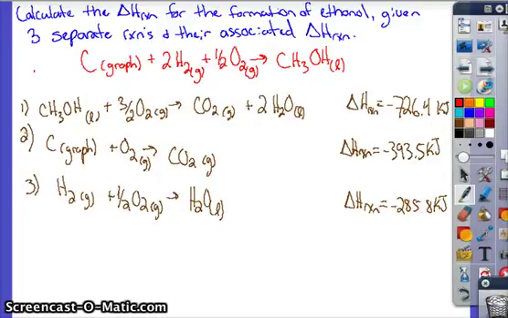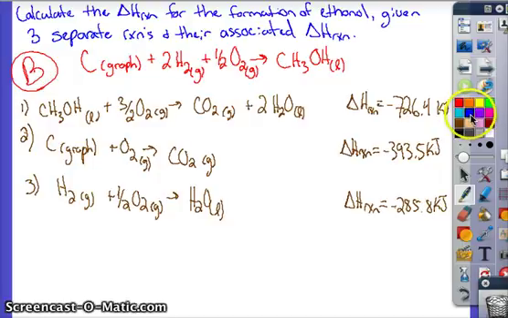Question states, calculate the delta H of reaction, the enthalpy of reaction for the formation of ethanol, given 3 separate reactions and their associated enthalpy of reactions. We already went over method A, which is dealing with the formation. There's a second method. That's going to be method B.